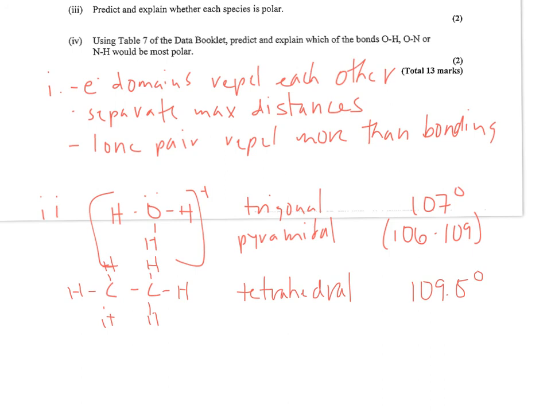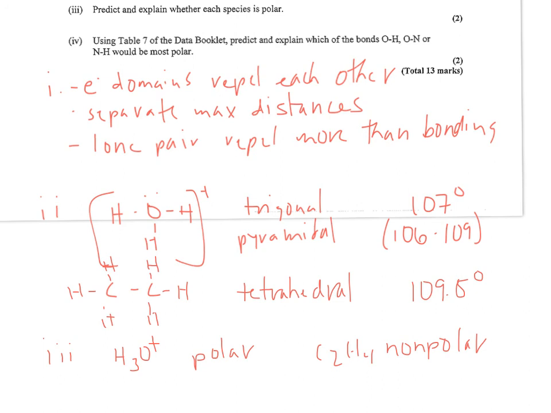So number 3, predict and explain whether each species is polar. Let me squeeze this in here. H3O+, definitely polar. You've got 3 hydrogen bonds going on there and a lone pair. C2H4, even though it's not linear, it's tetrahedral, so that is definitely nonpolar.